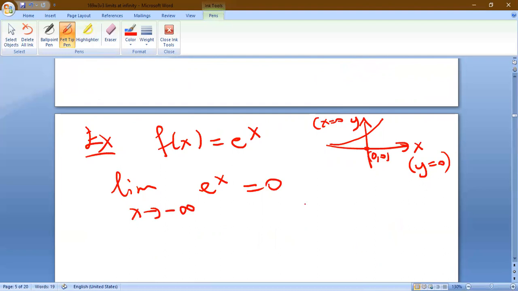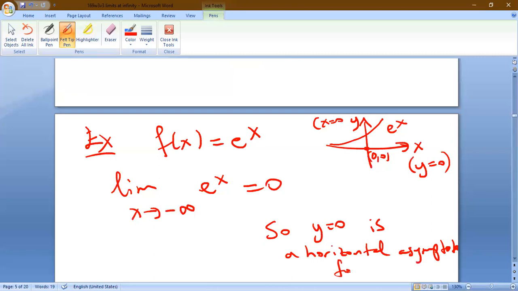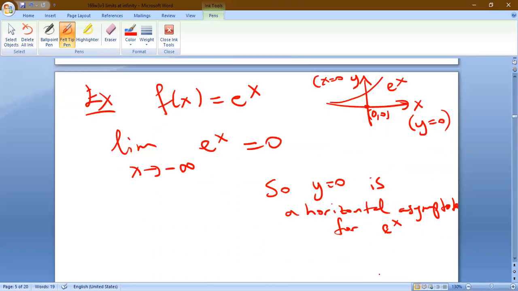Okay, this point is the origin. And since this is the case, even though the positive infinity limit is positive infinity, we don't care about that. Just one side, like minus infinity, is some finite number. So we say y equals 0 is a horizontal asymptote for e to the x. Okay.